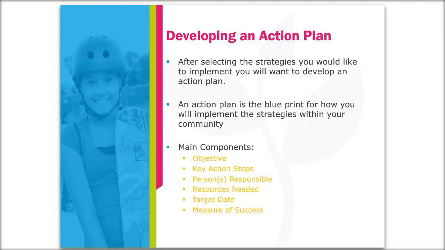So now what? So you've collected your data, identified your areas of concern, your target audience, what problem you're trying to solve, and then you've identified the strategies or the actual things you want to go and implement. So now what do we do? So now this is the part where we develop an action plan. And an action plan is the blueprint for how you will implement those selected strategies within your community.